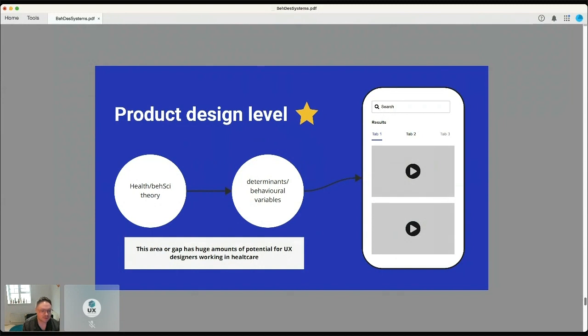So this gap between health and behavioral science theory, the determinants, the behavioral variables that you select for behavior change, and we haven't talked about specifically behavior change today, which is obviously a huge part of this. And then how does that translate into UI? This is a massive gap. And this is a really hard thing to do. There's loads of different ways of doing that. It would be great if we could get towards a more useful model, but I'm not saying a unified approach is by any means the right approach or the right thing to think about, but something a little bit more rigorous would be interesting to discuss.